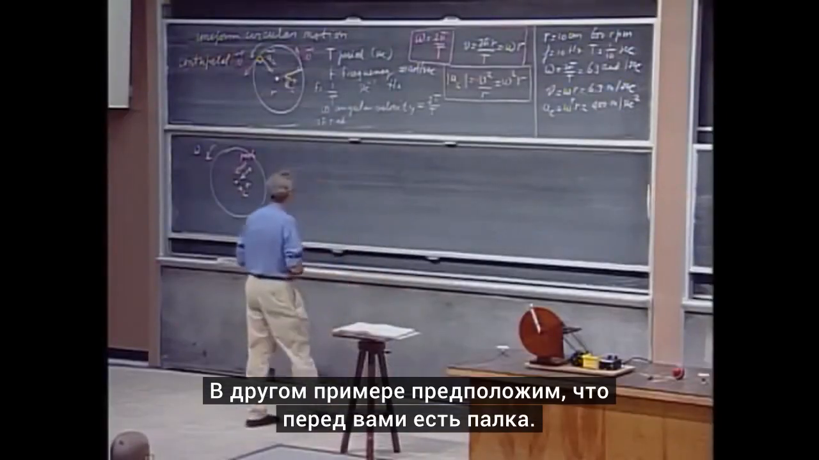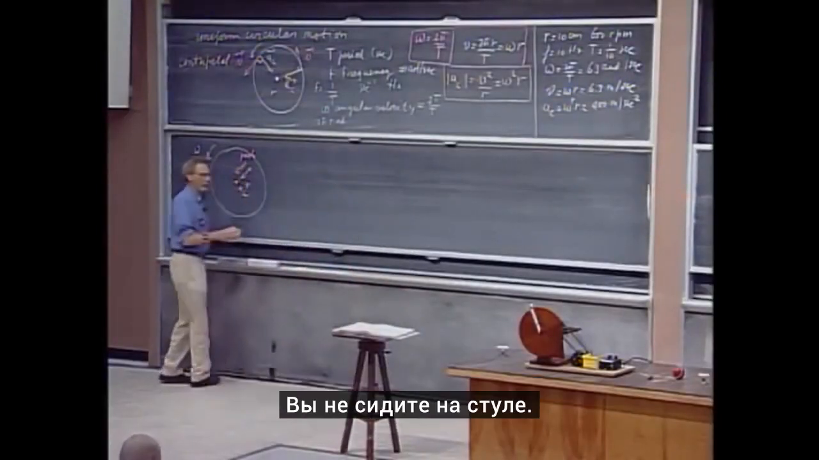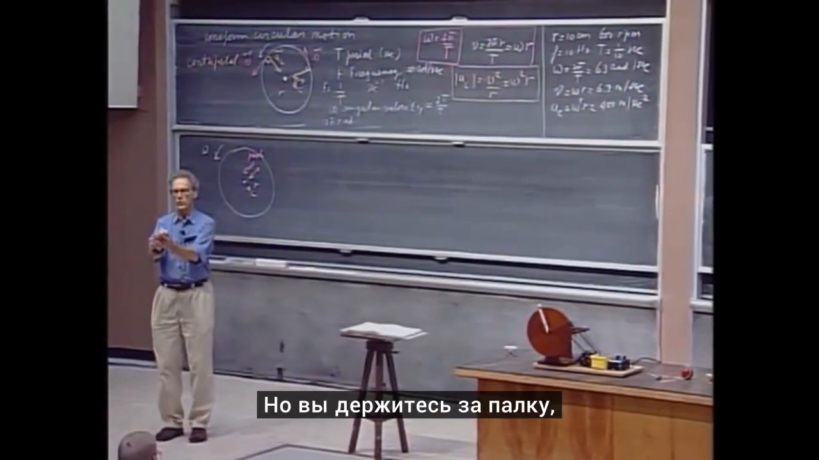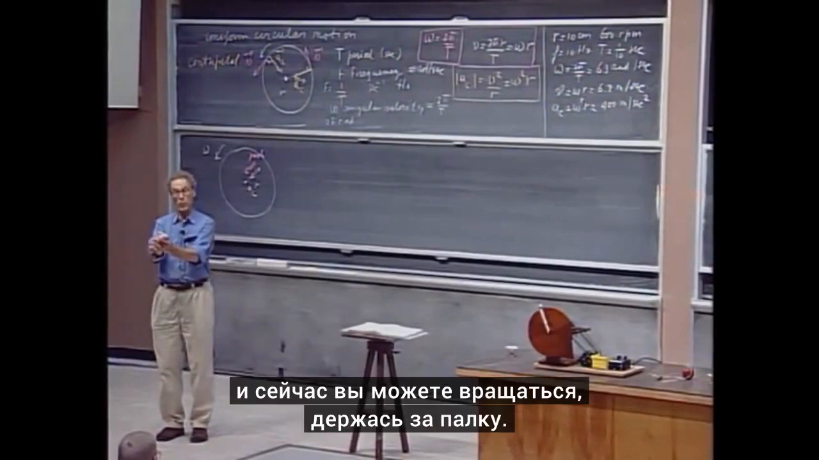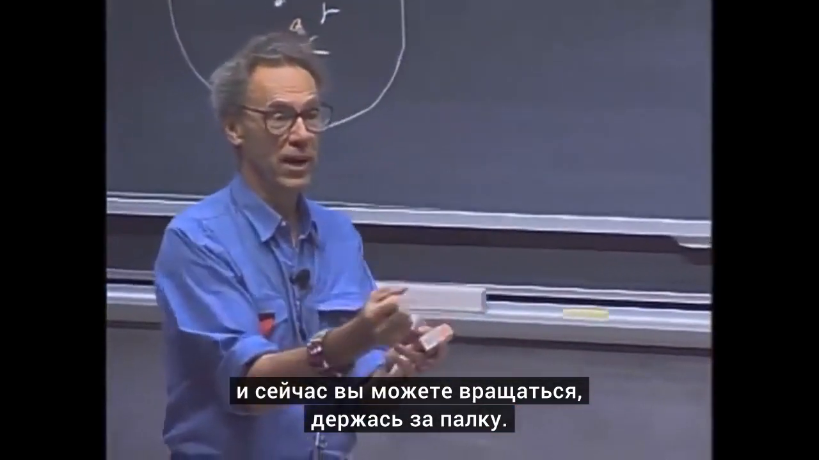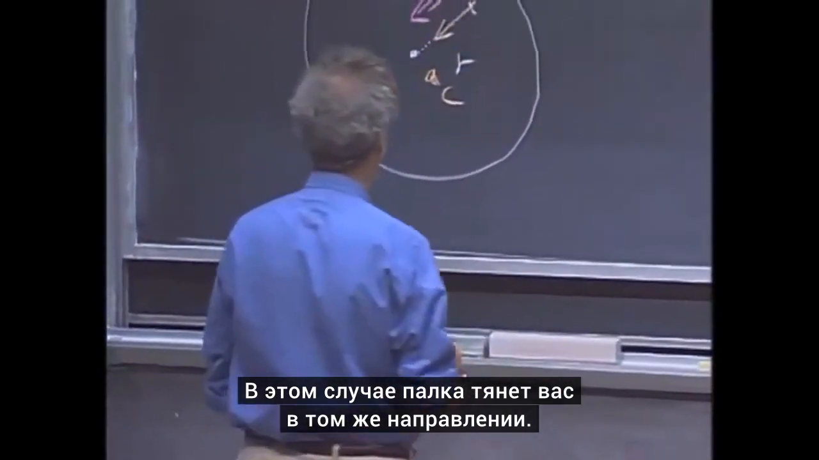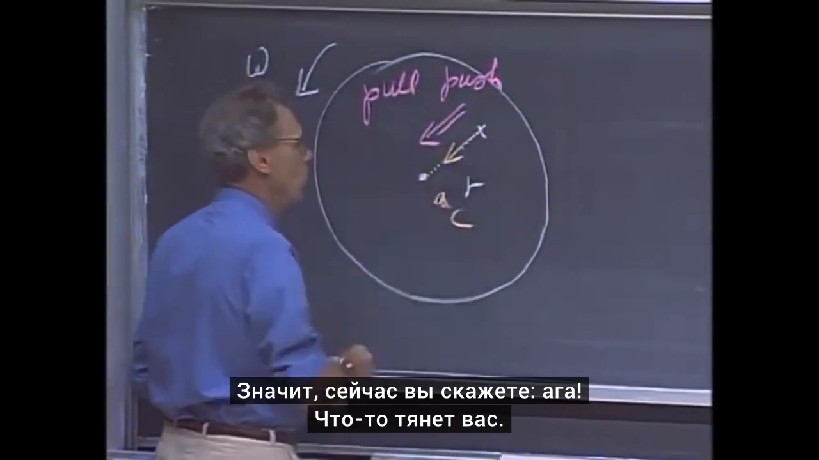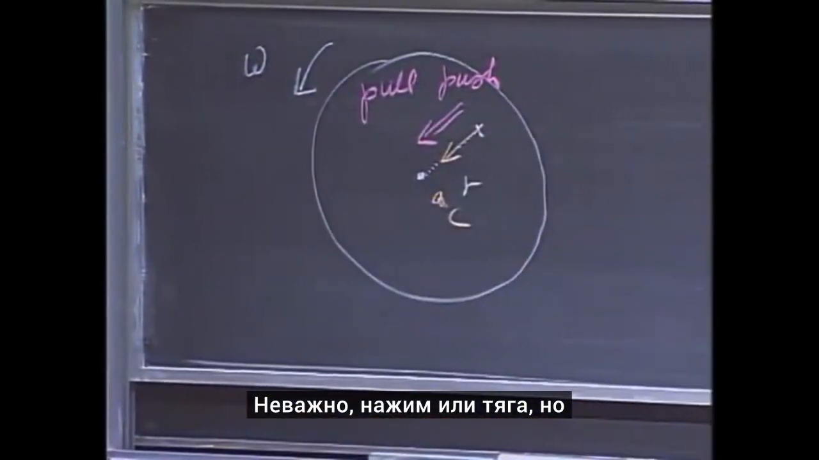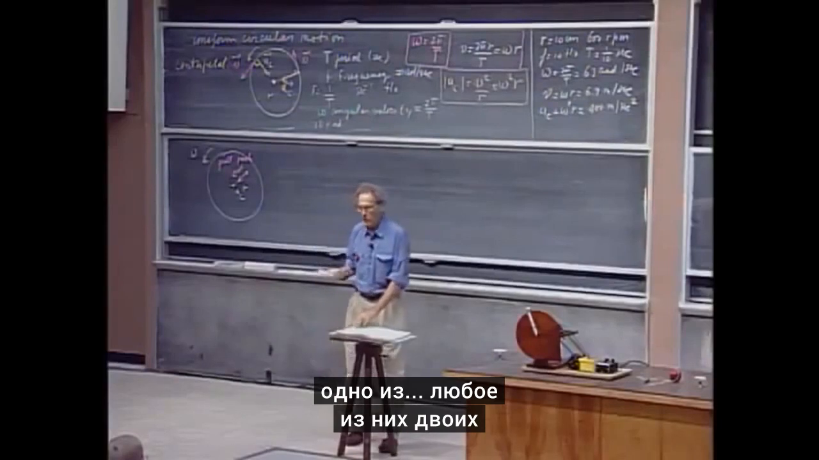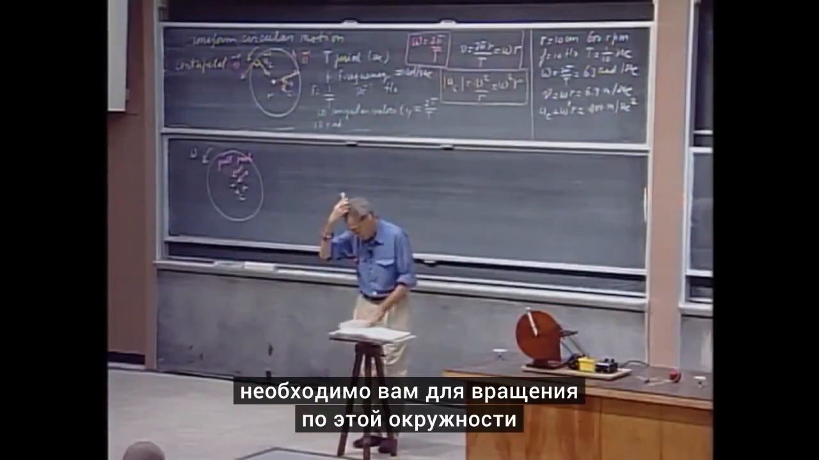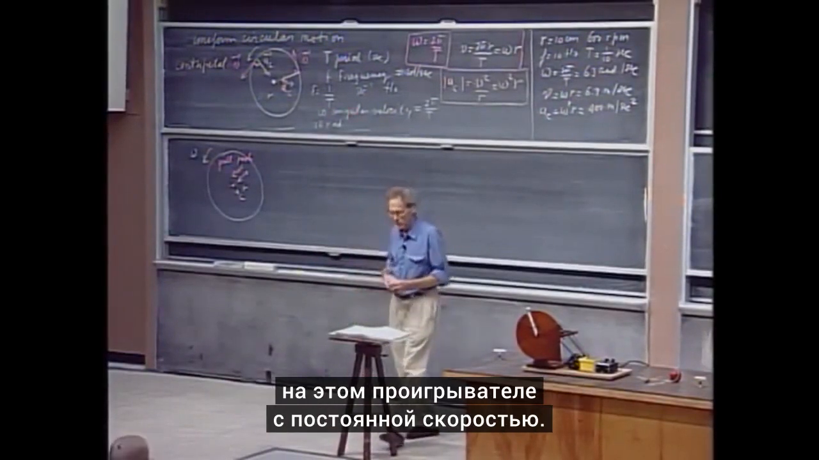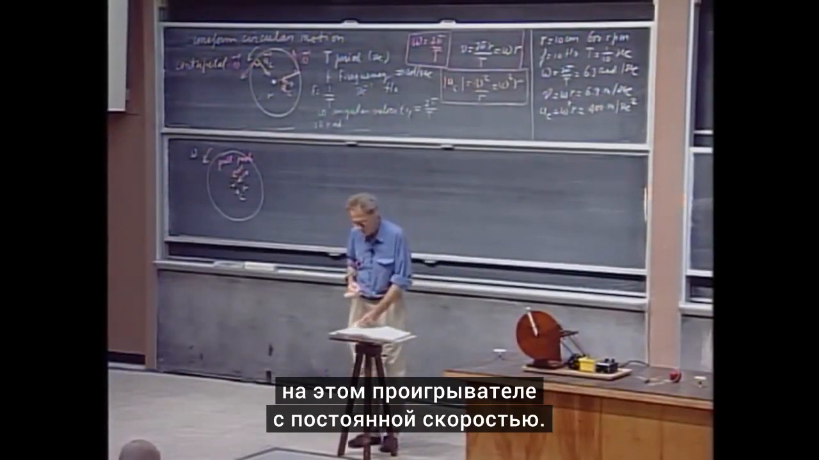Alternatively, suppose you had in front of you a stick. You're not sitting on a chair, you don't get a push from your back, but you hold on to this stick, and now you can go around by holding onto the stick. Now the stick is pulling on you in the same direction. So now you would say, aha, someone is pulling on you. Whether it is the pull or whether it is the push, either one of the two is necessary for you to go around in that circle on that turntable with that constant speed.